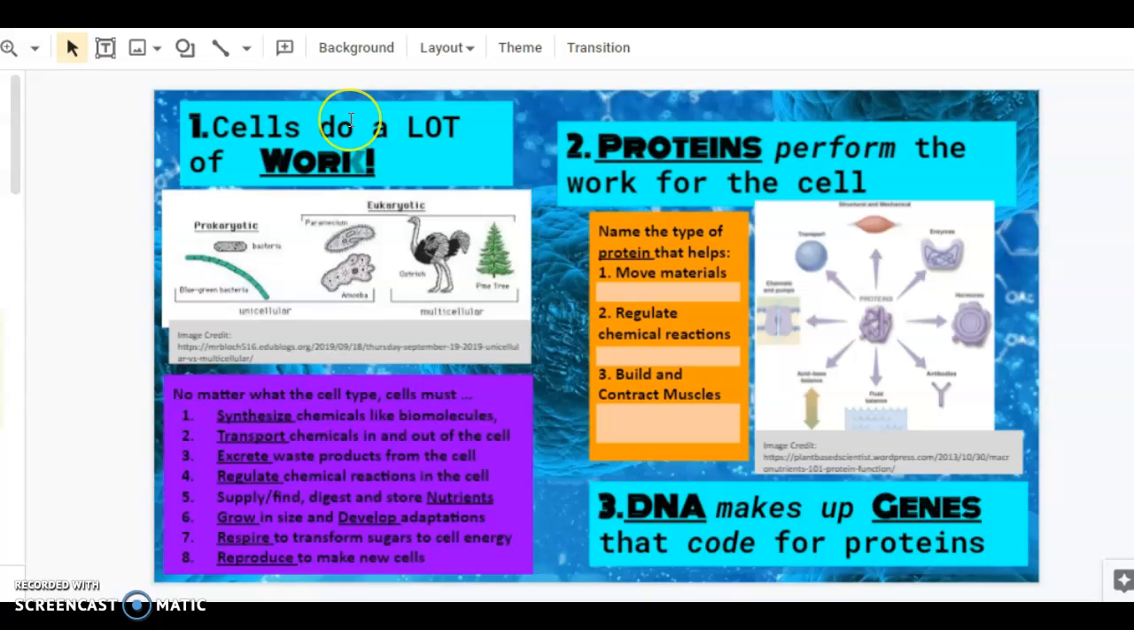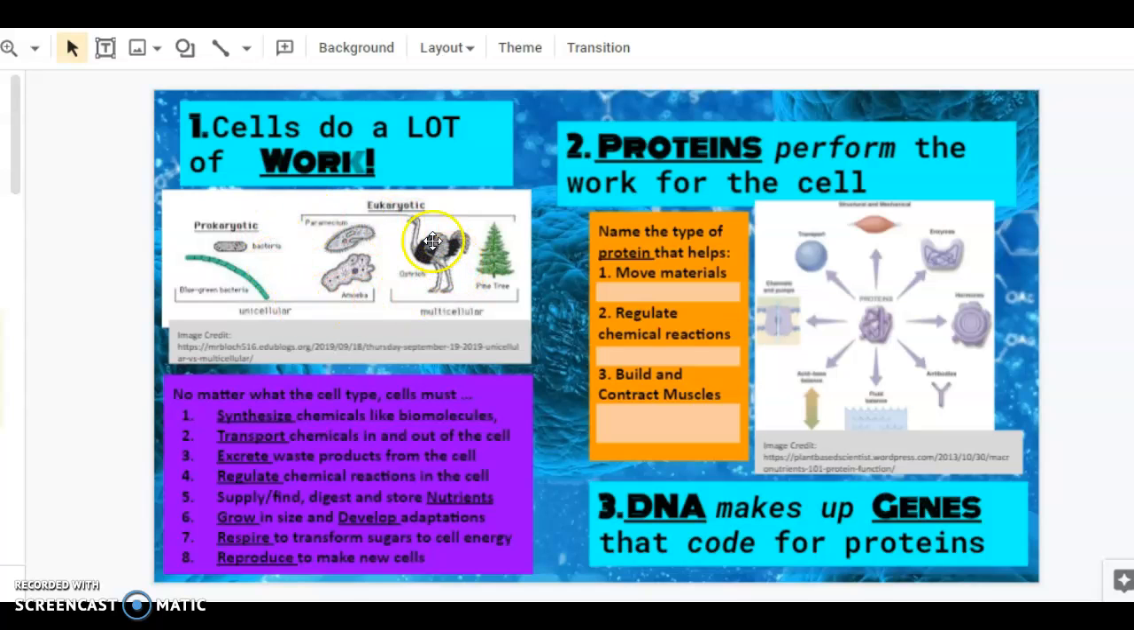Cells do a lot of work. Remember, there are two basic groups of cells, prokaryotes and eukaryotes. Prokaryotes are unicellular. They lack a nucleus. Bacteria are an example. Eukaryotes can be unicellular, like the protist we looked at before. They can also be multicellular, and they have a nucleus.